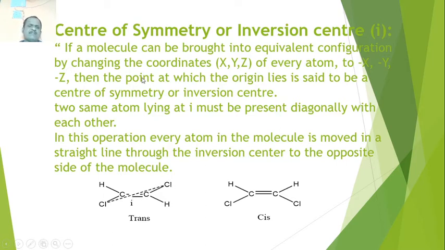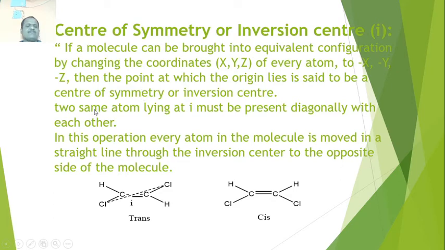That means if a molecule can be brought into an equivalent configuration by changing just the coordinates x, y, z of every atom to -x, -y, -z, then the point at which the origin lies is said to be a center of symmetry or the inversion center. That means if a molecule is planar, and on one side there is an atom, the same atom or group must lie on the opposite side at equal distance, then and only then there is a center of symmetry.